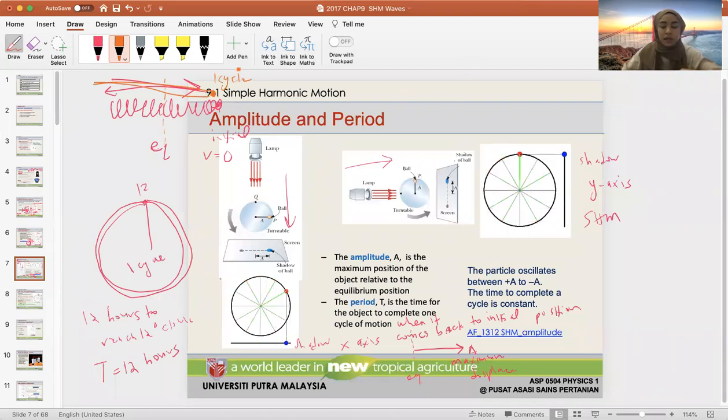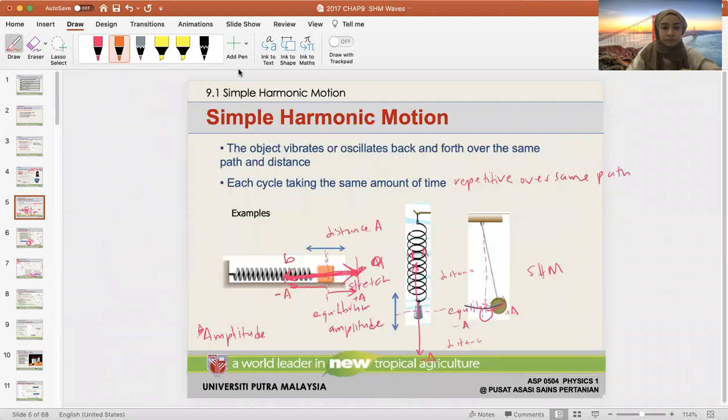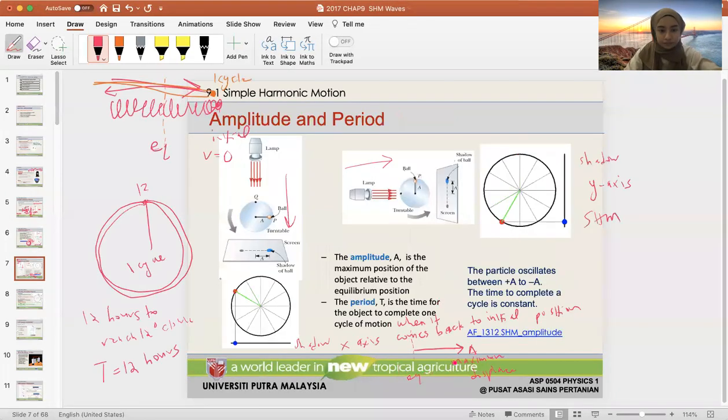It's the same if I have a spring that is vertical, upward like this. I stretch it. Let's say this is my initial position. So this is my initial. It oscillates, it goes up, and then it goes down again, one cycle. Okay, it has to go back to its initial position to complete one cycle.